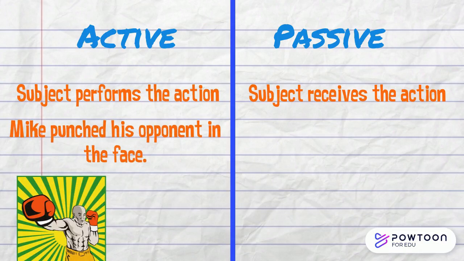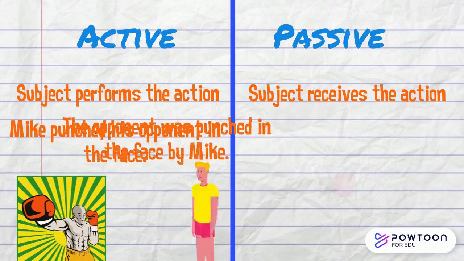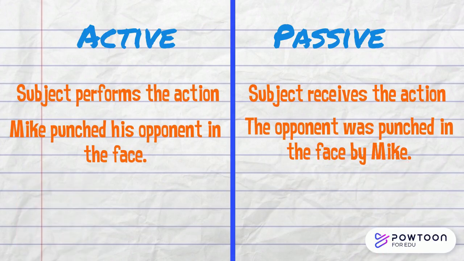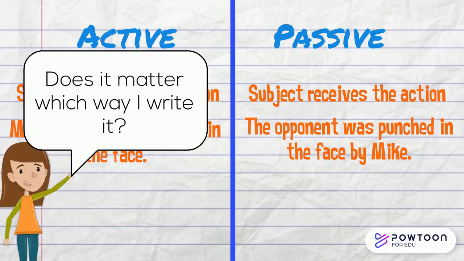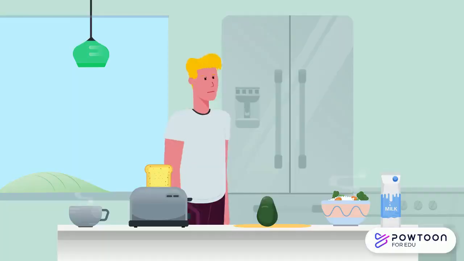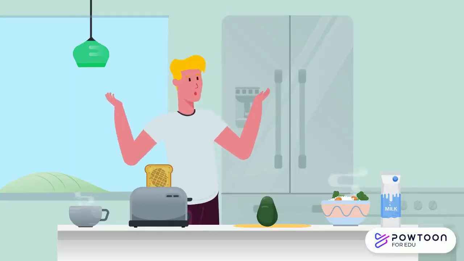In this example, the subject Mike is performing the action punched. This is active voice. In the other sentence, the subject opponent is receiving the action of punched. The opponent was punched. This is passive voice. Active voice is typically the preferred voice because it is more concise or clear and seen as stronger. Passive voice, on the other hand, tends to be wordier, but is accepted in certain situations. Let's look at an example.